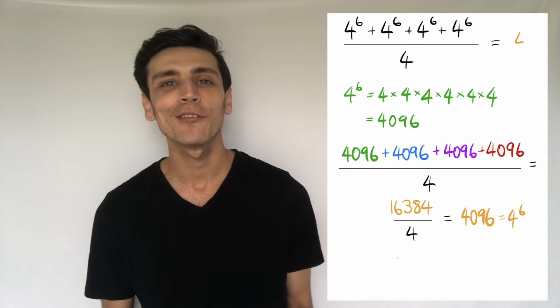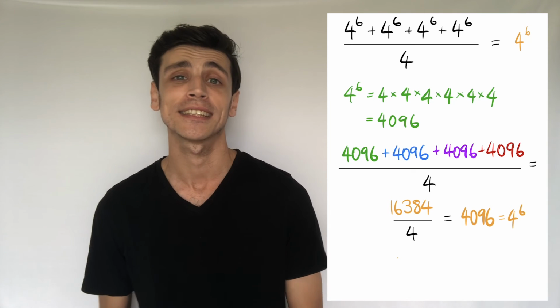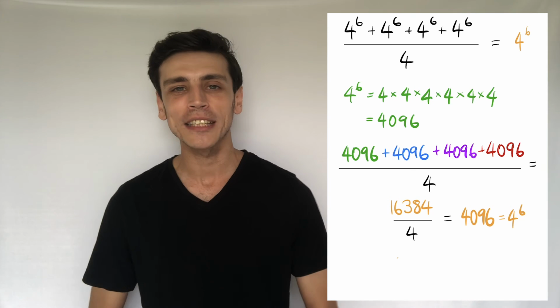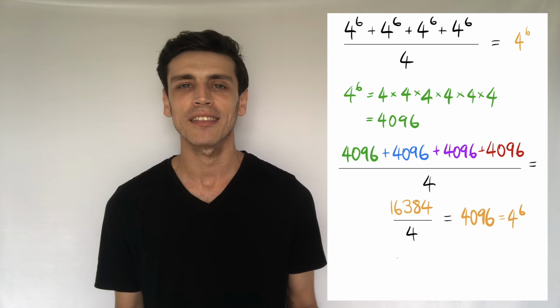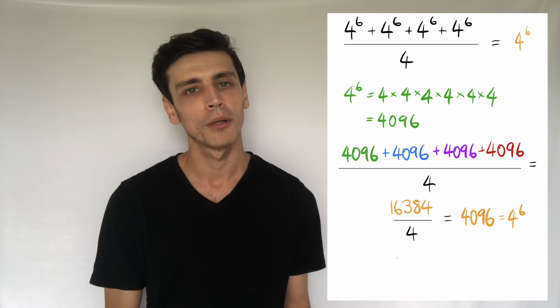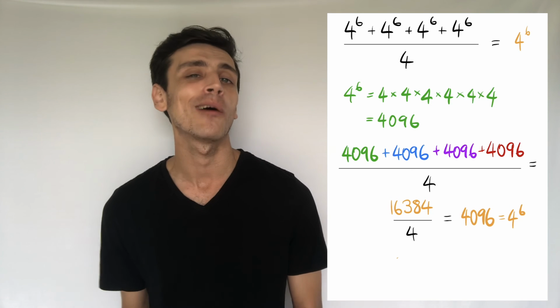So it's kind of cool that you end up with 4 to the power of 6 when you had all these 4 to the power of 6s on the numerator of this fraction. So I thought this was something cool that I'd show you. Mathematics can seem a bit silly, that you would have this problem where you have all these 4 to the power of 6s adding to one another, and you would end up with simply 4 to the power of 6 as your answer.